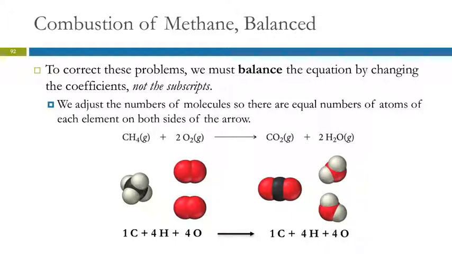We can count up the elements on each side. We look at the CH4, there's 1 carbon atom there. H4 tells me there's 4 hydrogens, and 2 O2 units, there's 4 oxygen atoms. On the right side, there's 1 carbon, and the hydrogens are over here now, but there are 2 water molecules. They each have 2 hydrogens. 2 times 2 is 4 hydrogens. And I've got 2 oxygens here and 2 oxygens there, 4 oxygens. So if I look at the total number of atoms of carbon, hydrogen, and oxygen, it's the same before and after. That's what we're doing when we balance chemical equations. Okay?